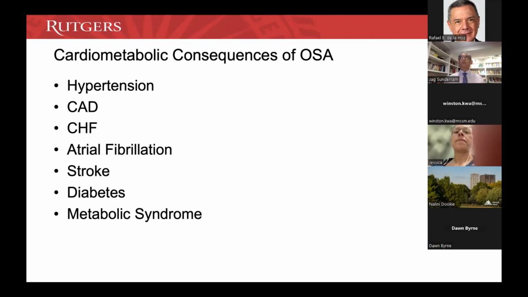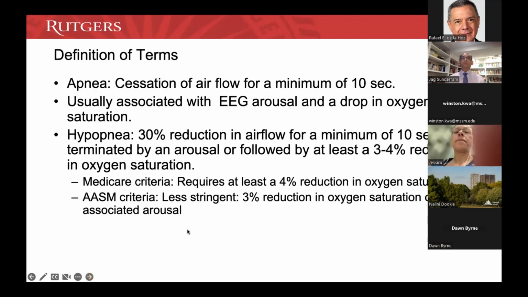But I'm going to go through all of the evidence that exists for all of these consequences and discuss what the data out there shows, and we can draw conclusions based on this data. Now, to determine the consequences of OSA, we have always used what we call the apnea-hypopnea index.